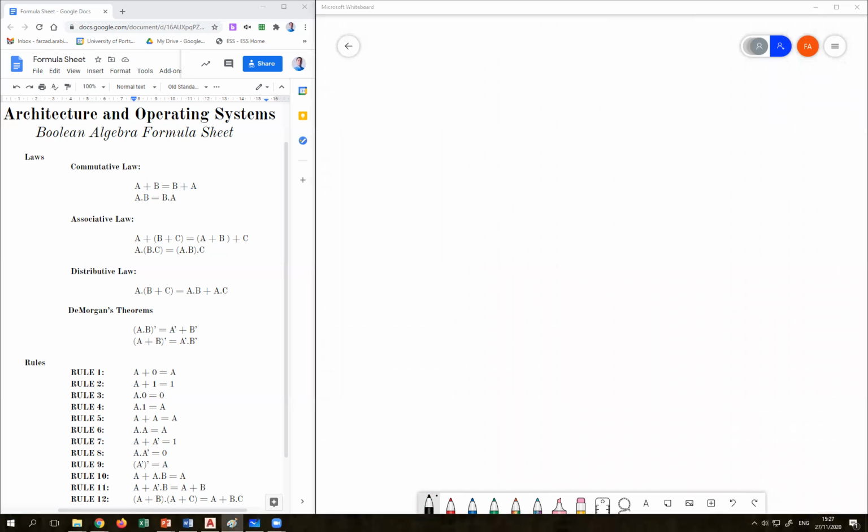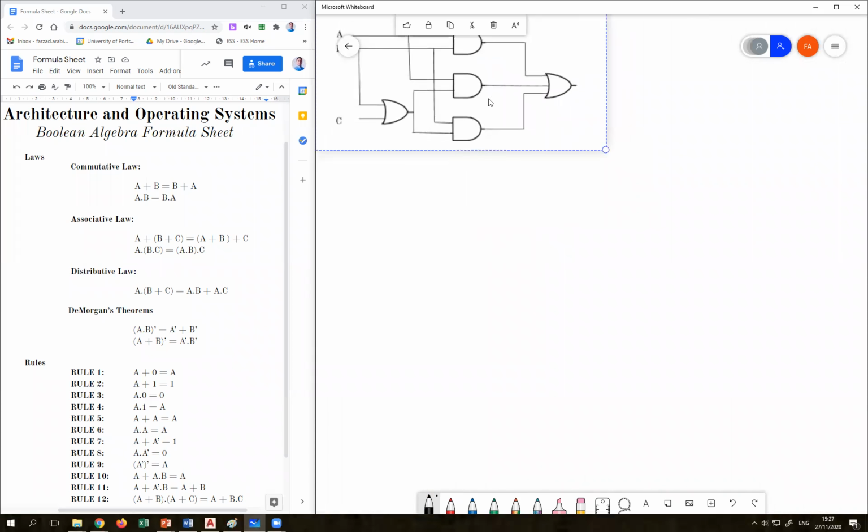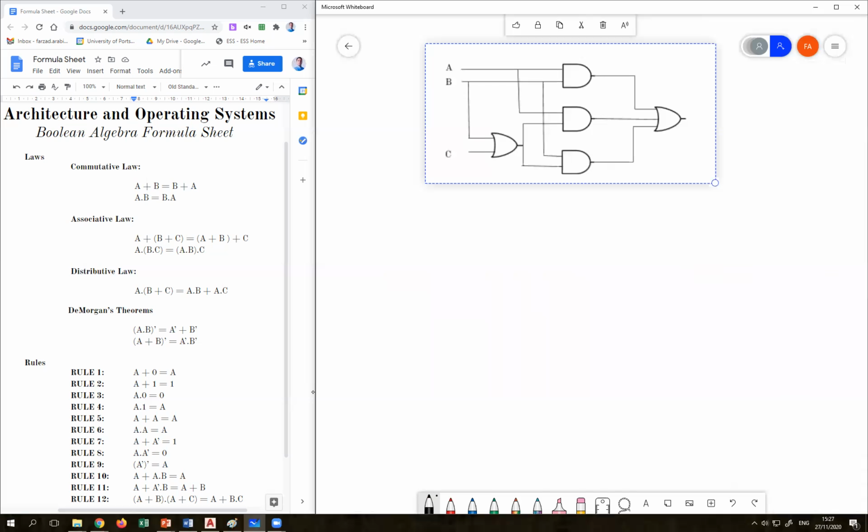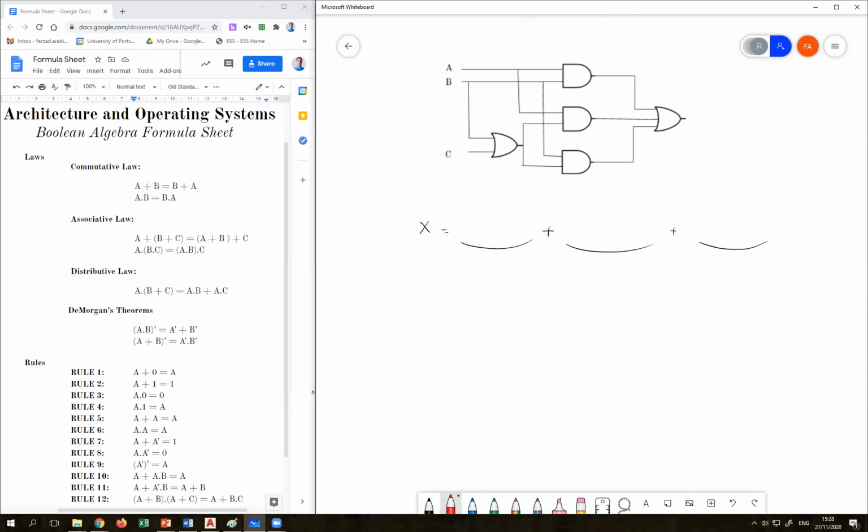So the first one is the circuit that I'm going to show you and tell you how to simplify. This is my first circuit that I want to simplify using Boolean algebra. So first of all, I try to translate it to a Boolean expression. I see X as an output, it's an OR gate here. I start from right to left, and I see three inputs for that: 1, 2, 3. So what are each?